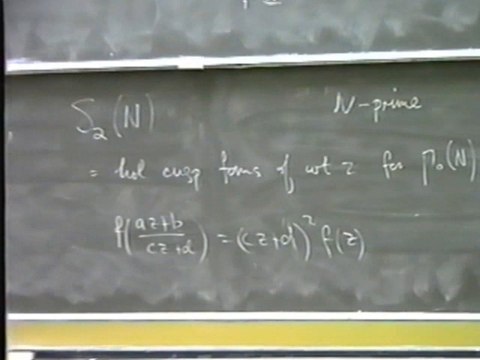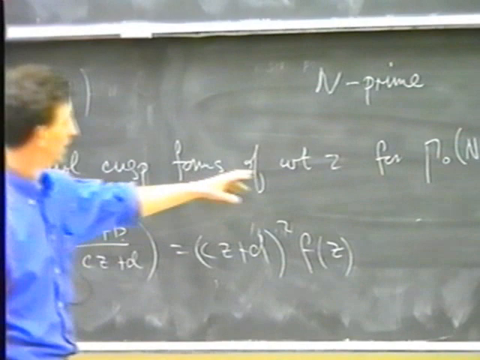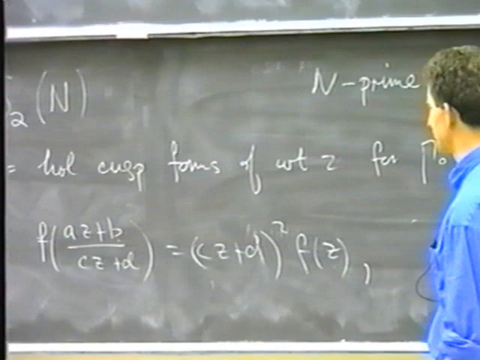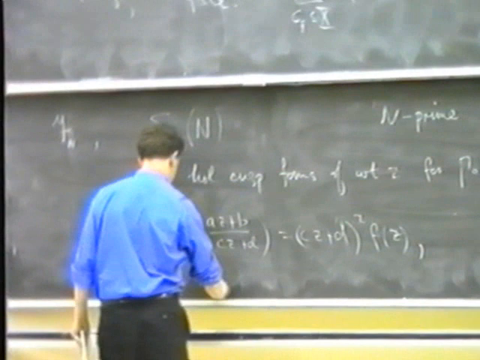It's cusp forms like this. Cusp form is some technical thing about the behavior of the function. If you make a Fourier expansion in the cusp, there are no constant terms. The series starts from n equals 1. So this is what these are. It's a finite dimensional space. And most importantly, I'm assuming, of course, that f is a Hecke eigenform.